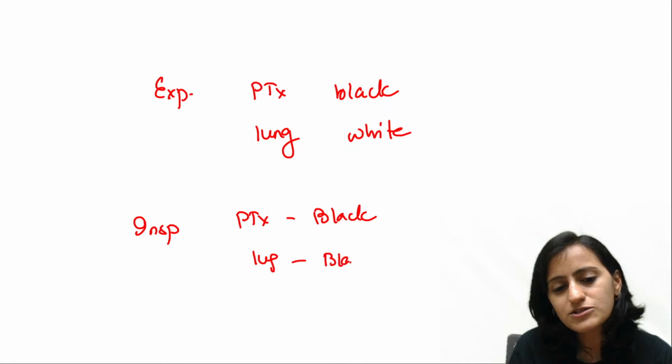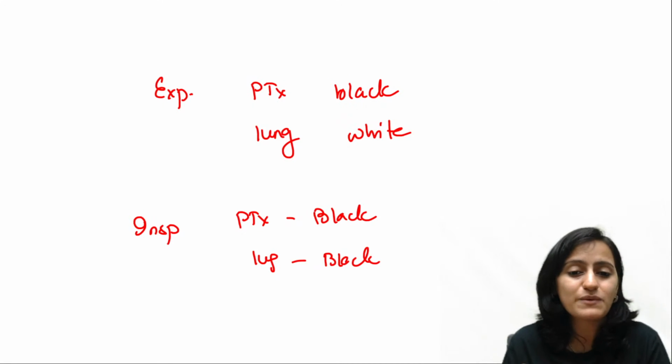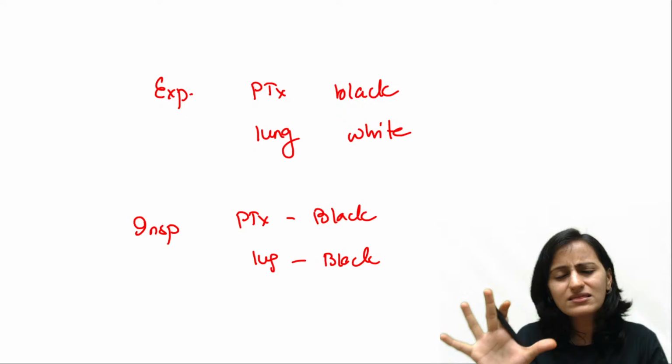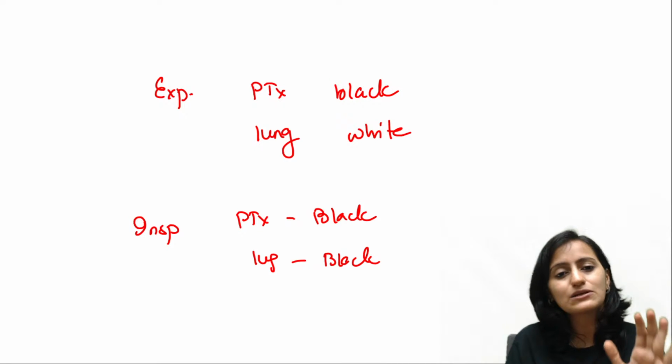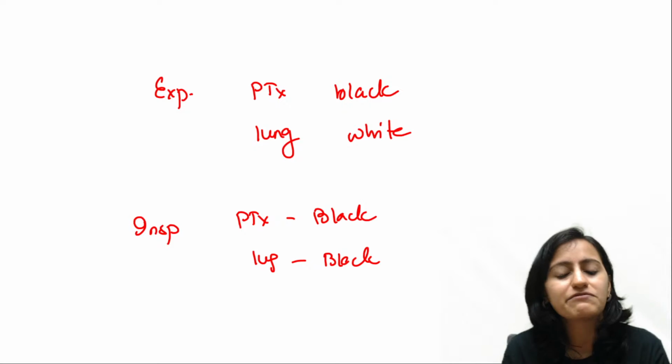The lung is also black. So black and black together, you won't be able to differentiate very easily. If you make one thing look white and the other thing look black, then you can identify them easily.